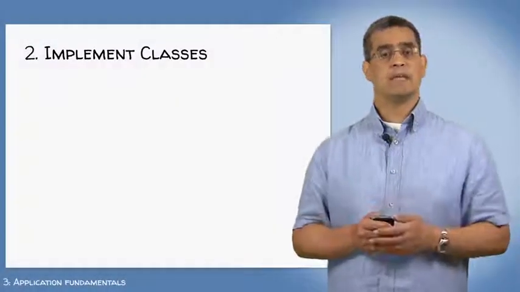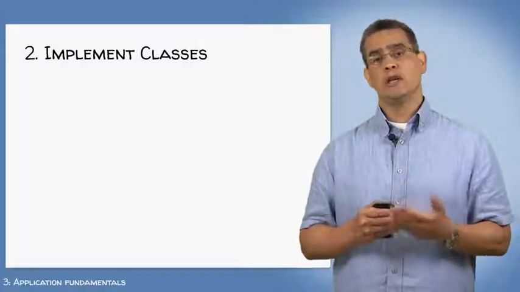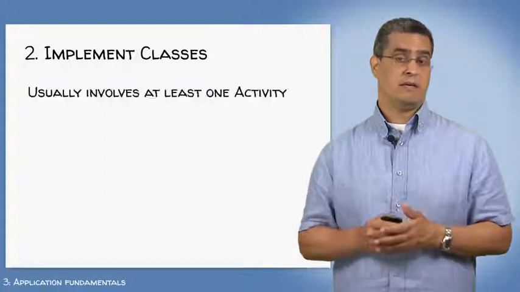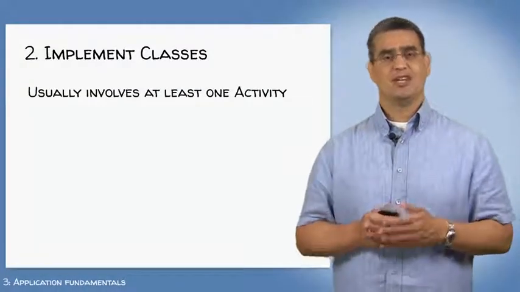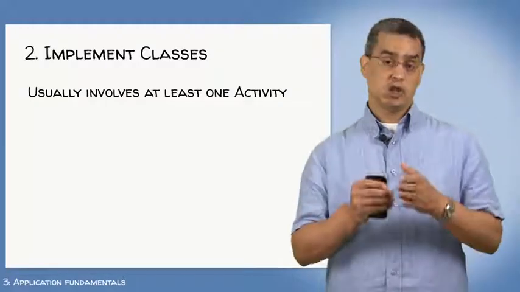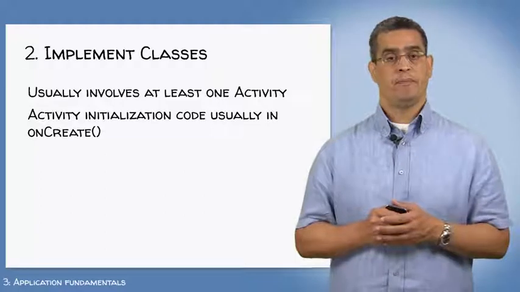The next step in application development is implementing your Java classes. And this usually involves writing at least one activity. The entry point for activities is the onCreate method. So that's where you'll typically initialize your application. Let's look at the onCreate method in a bit more detail.